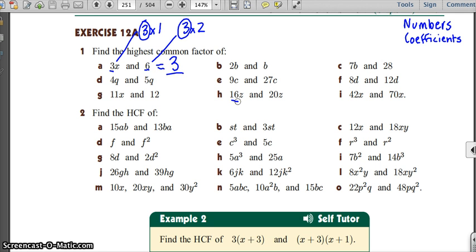If I was to look at this one, what's the common factor of 16z and 20z? 16 could be 4 times 4. The reason I chose 4 is because they're multiples of 20. 5s aren't multiples of 16. So 4 times 5 will be 20. So the common factor is 4. And they both have a z. So the highest common factor here is 4z. It's common to both of them.